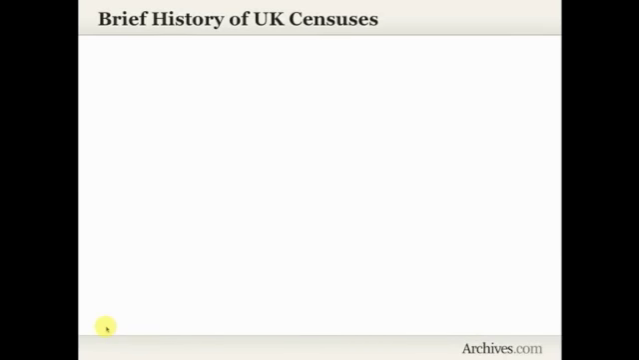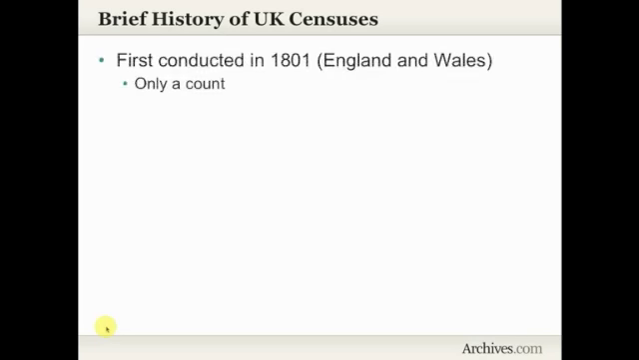So, a little bit about the history of the UK censuses. The very first one was conducted in 1801 in England and in Wales. But what's important about that 1801 census, and in fact the first few censuses that they took in the United Kingdom, is that it's only a count. It truly was just a census. It was just a head count. So there's not really anything that those very, very early censuses are going to tell us as genealogists. They're not really going to solve any genealogical problems.